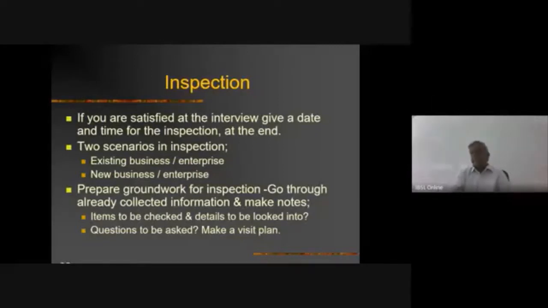If the interview is successful, if it is okay for you, then you have to carry out an inspection. This is also for the collection of additional information. First, the documents submitted, the application plus other documents submitted by the customer, gave you information. Based on that, he was called for the interview. In the interview also, you collected information.